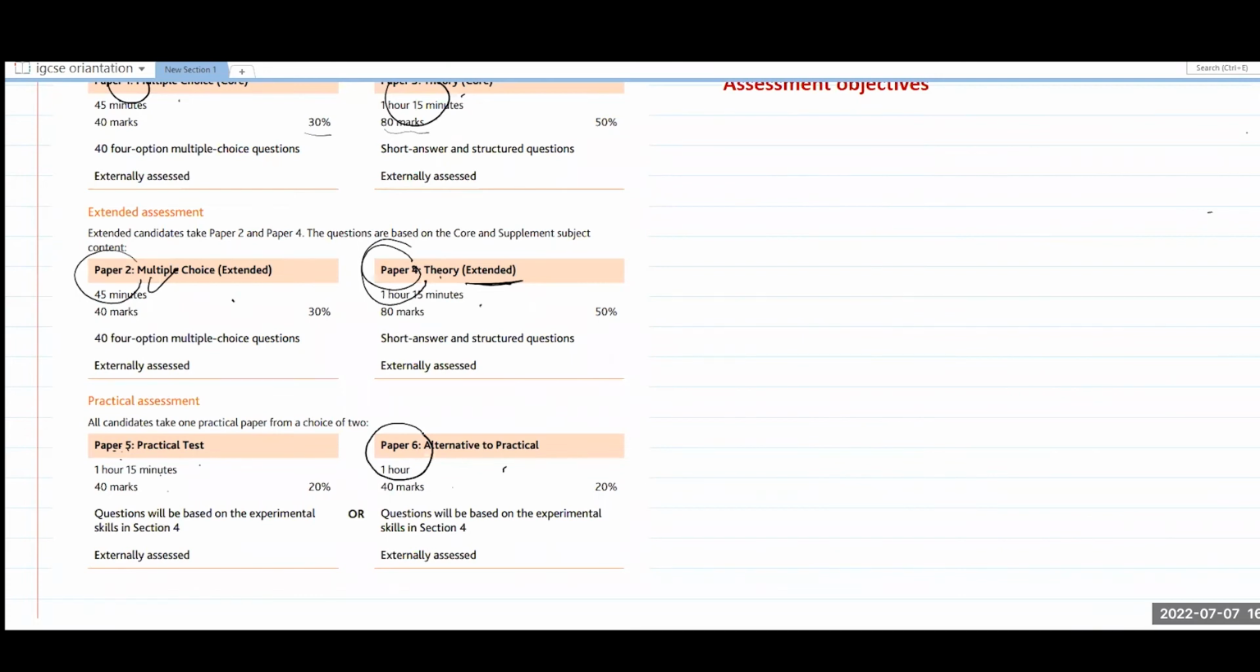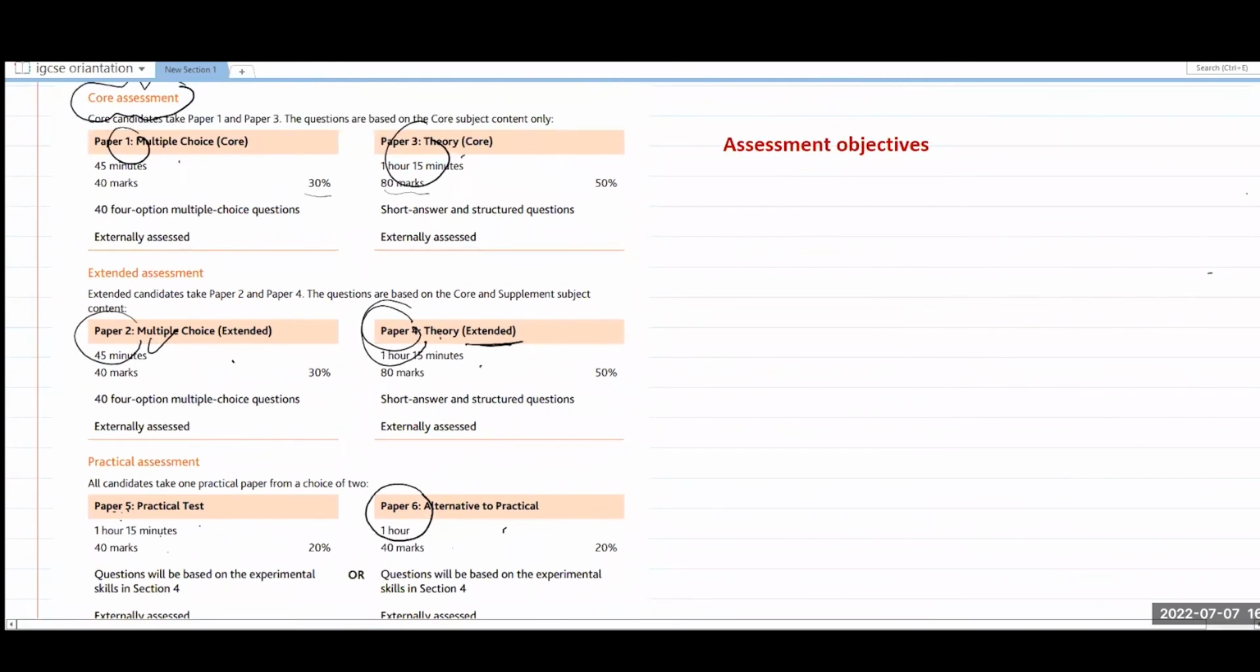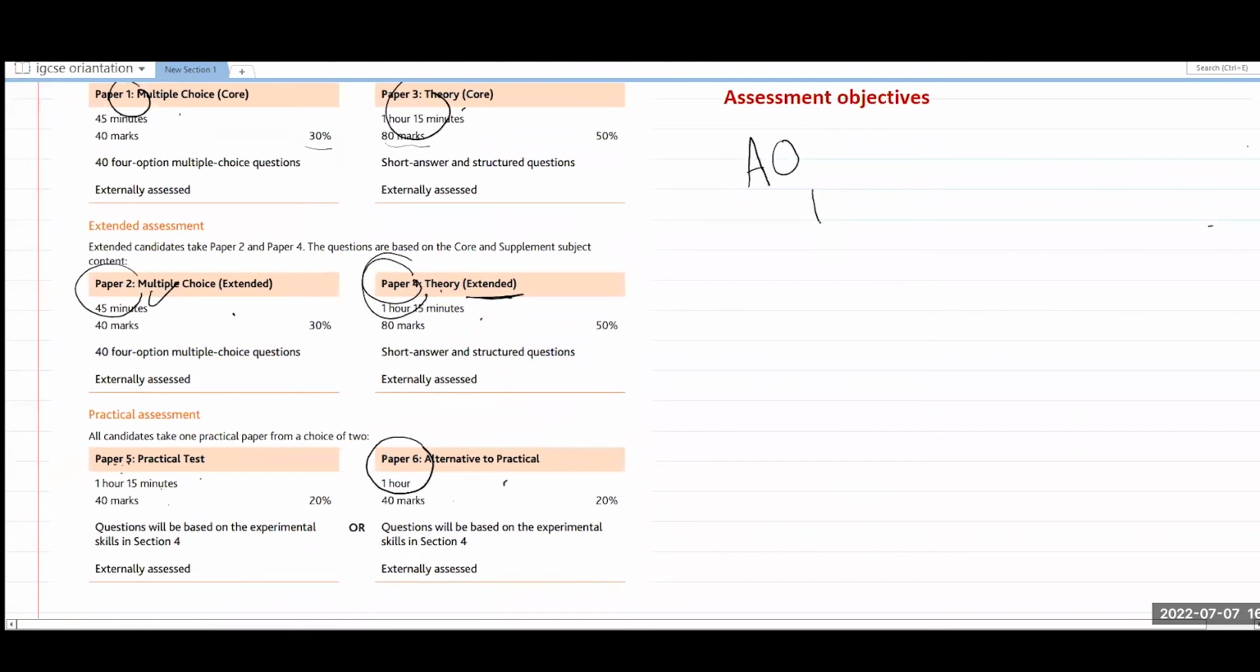What is the assessment based on, or what are the objectives of the assessment? There are 3 types of assessment or questions you will see in the whole paper: paper 1 and paper 3, or paper 2 and paper 4, right? There are the types of assessment AO1 and AO2. What is the difference between them?